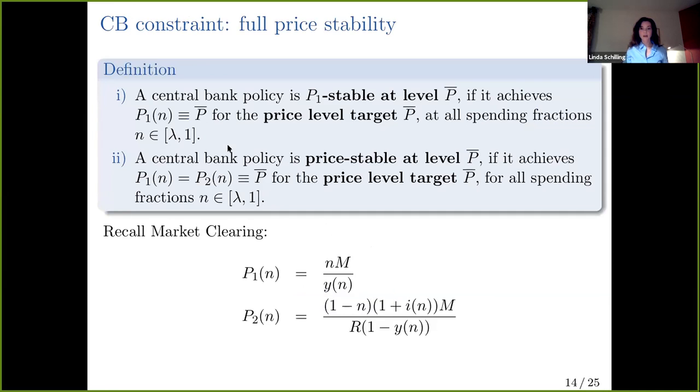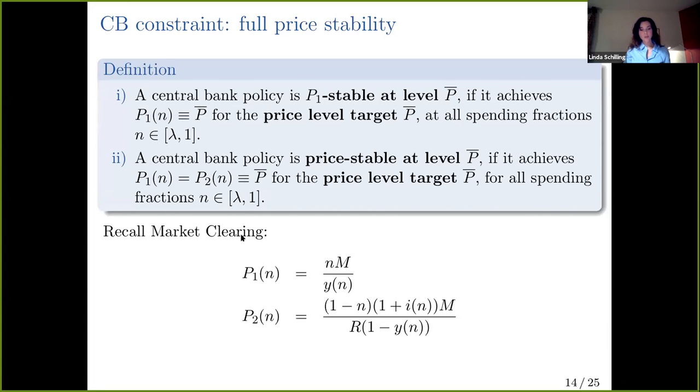Okay, so how do we define a notion of price stability? We say a central bank policy is P1 stable at some goal P bar if the price level at time 1 is stable at the goal, no matter how many agents decide to spend. So we impose a constant price level at time 1 and potentially even at time 2.